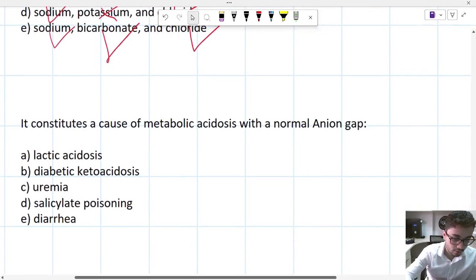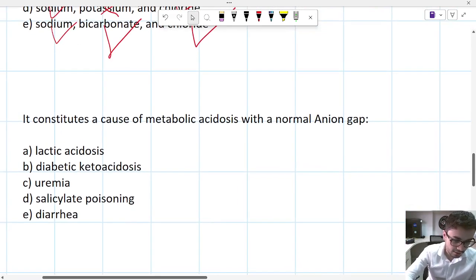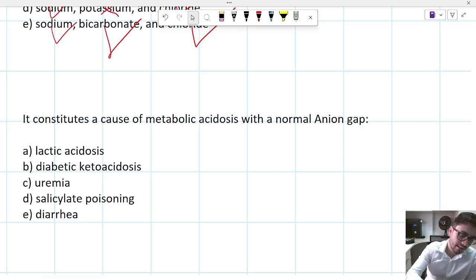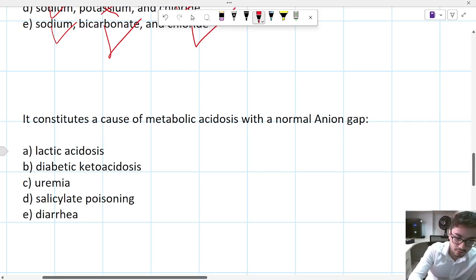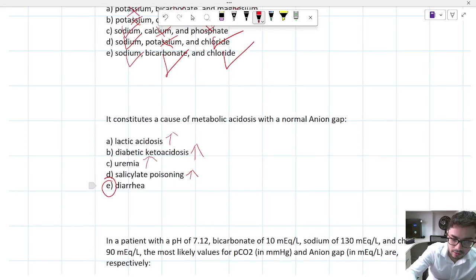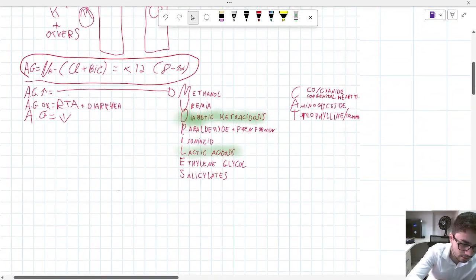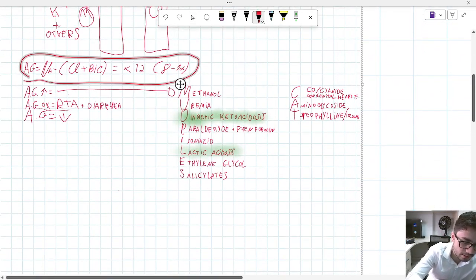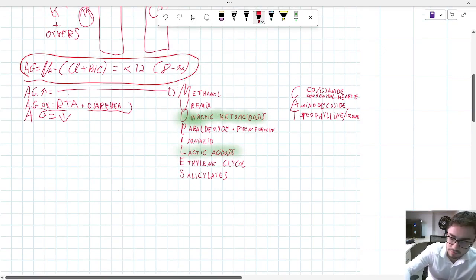Okay, let's go to the next question. Which constitutes a cause of metabolic acidosis with a normal anion gap? Lactic acidosis? No, we have just seen that this is a cause of an increased anion gap. Diabetic ketoacidosis also, uremia also, salicylate poisoning also. What we end up with is diarrhea. Okay, it's also here if you can see, normal anion gap, diarrhea.